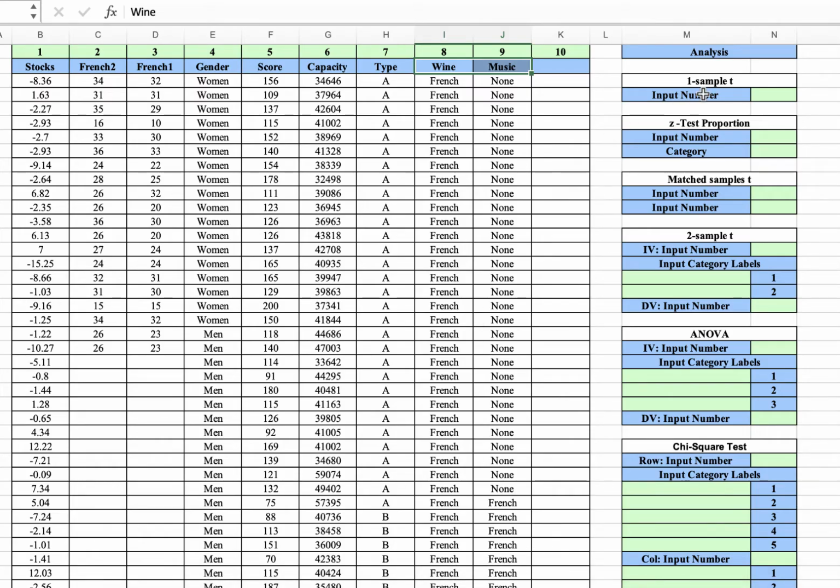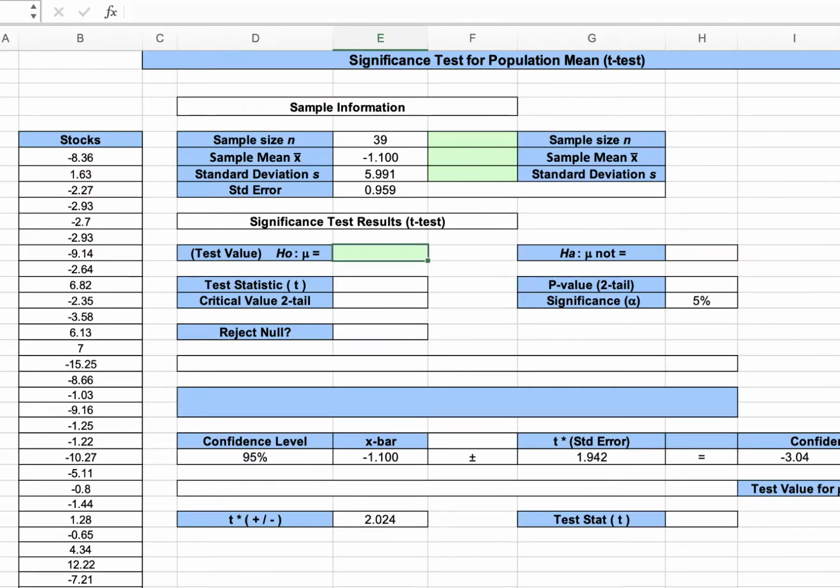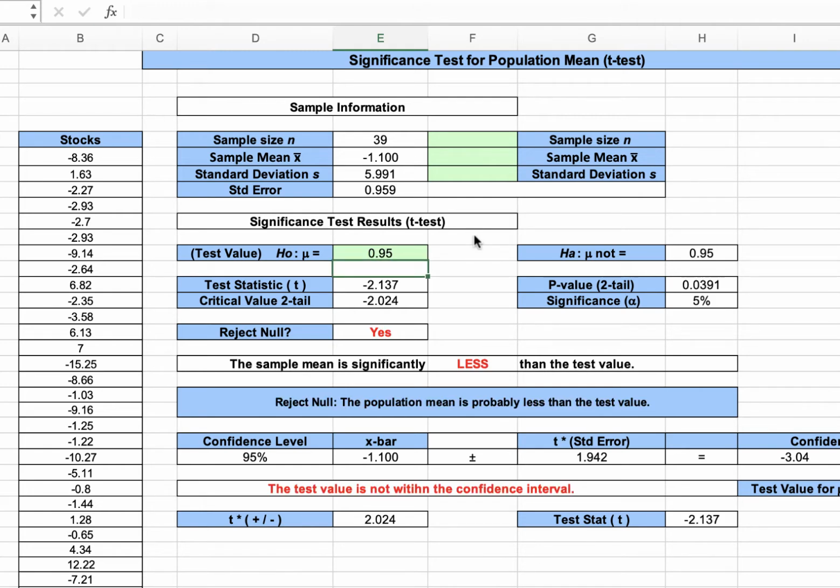So that would be variable 1 and a 1 sample t. Now, over the 39 months, the portfolio had an average monthly return of negative 1.1, which makes our standard error about 0.96%. Our null hypothesis would be that benchmark value. So over the same 39 months, the S&P 500 had a return of positive 0.95.